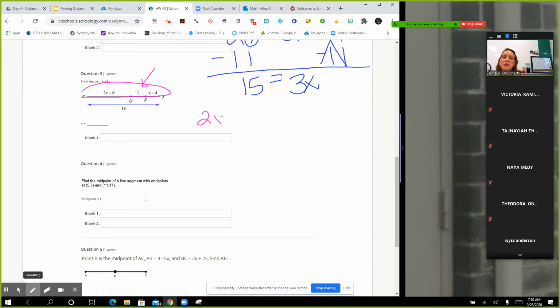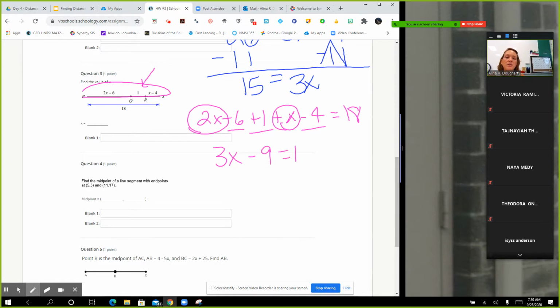So you need to do 2x minus 6 plus 1 plus x minus 4. I don't know why our eyes skip over that 1, but a lot of people do, that's the common mistake. And then you combine all your like terms. So if I have 2x and I have 1x, that's 3x. And then minus 6 and minus 4 is minus 10. Plus 1, so that's minus 9 equals 18. Add your 9 to both sides. So 3x equals 27 and x equals 9.